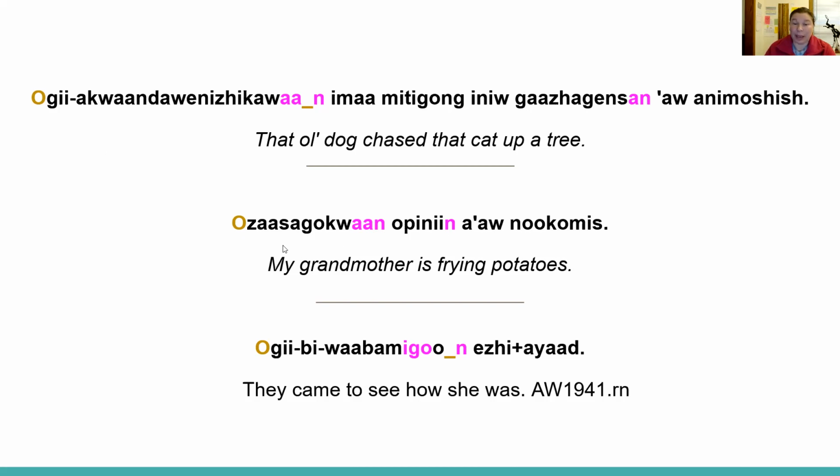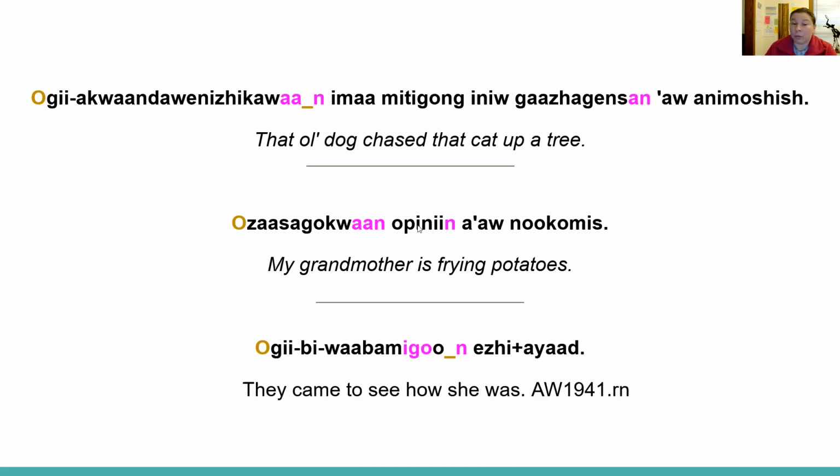And as we know, obviate things, even though I said person throughout this presentation, they don't have to be people, they don't have to be animals, they can be things like potatoes. So, ozaskokwan opinin ao nokomis. So, nokomis is not marked with the obviate, but the potatoes are. And we can see that the action is going from the third person to the fourth person.